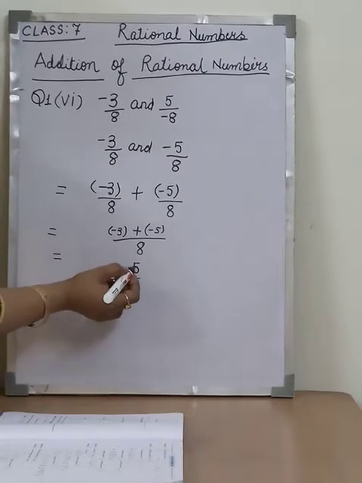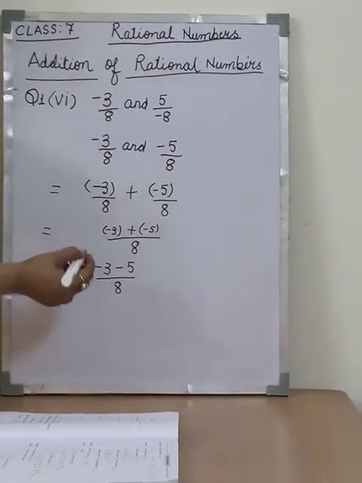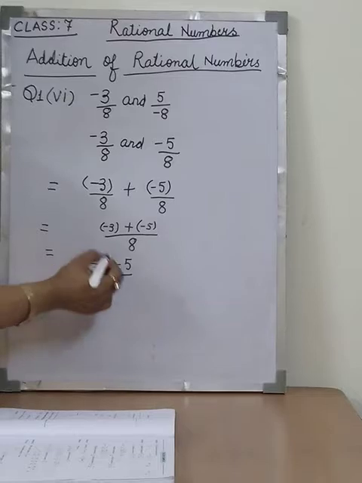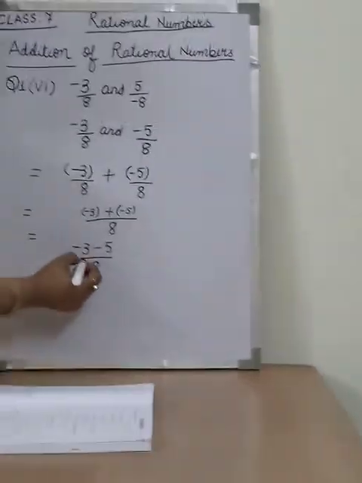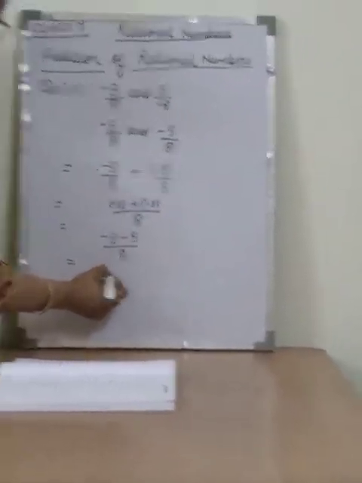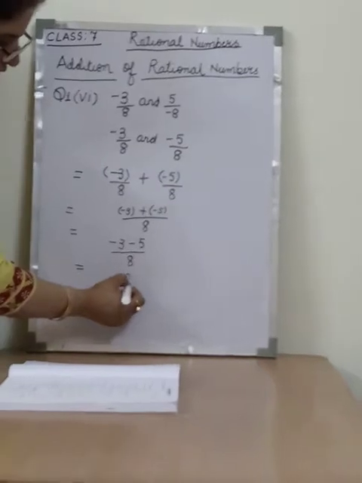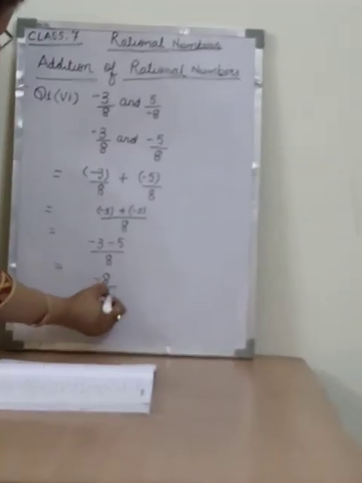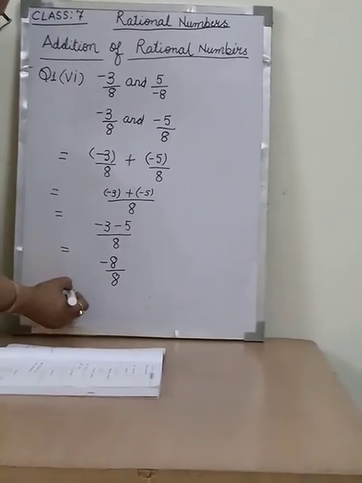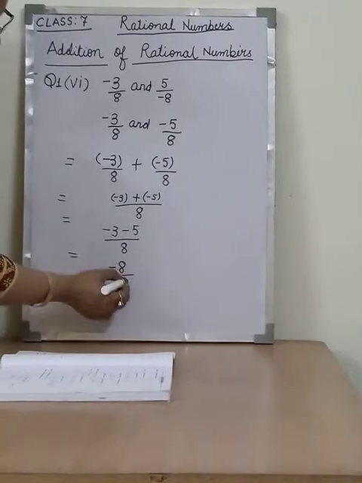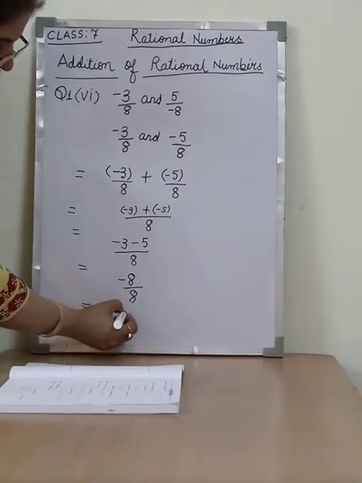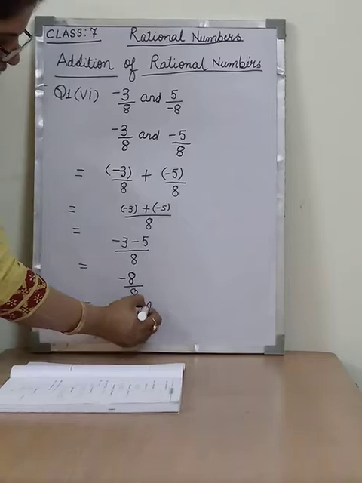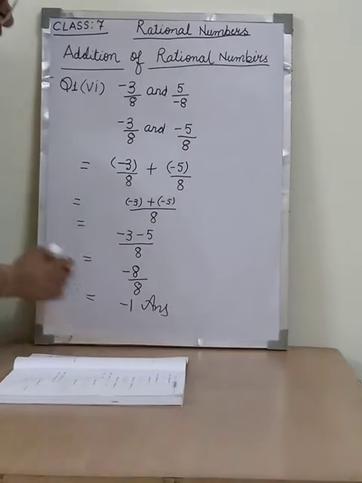What can we get? Minus 3 and minus 5. Both the numbers have the same sign, so the numbers are to be added. And you always put the sign of the greater number, that is minus. So it is minus 8 by 8. Now minus 8 by 8, 8 and 8 get cancelled. What is the answer? 1. So the answer is minus 1.